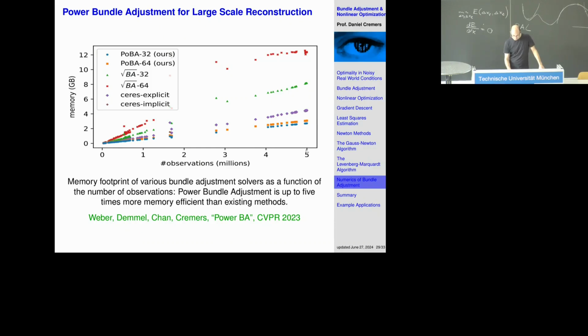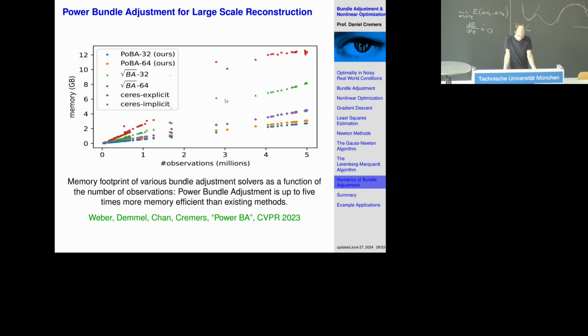And you can see here, we have significantly less memory than the competitors. In fact, 5 times less memory than the fastest competitor, square root bundle adjustment, this one here, and 2 times more memory efficient than the popular Ceres solver.